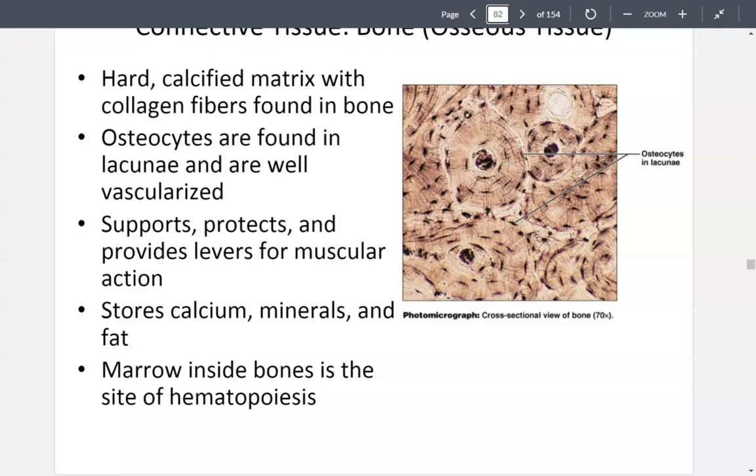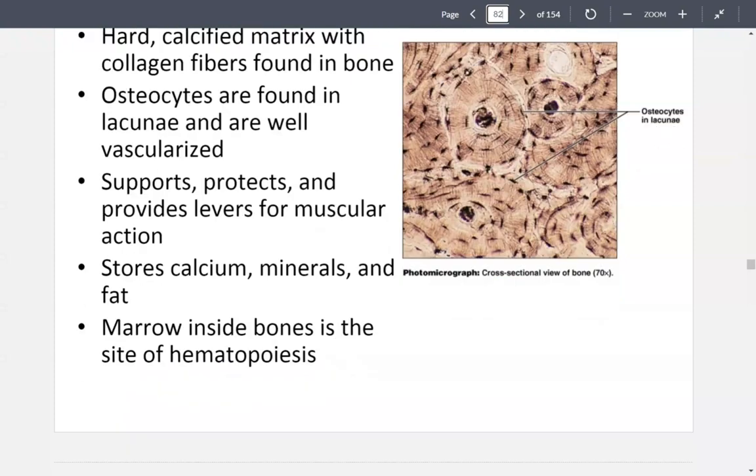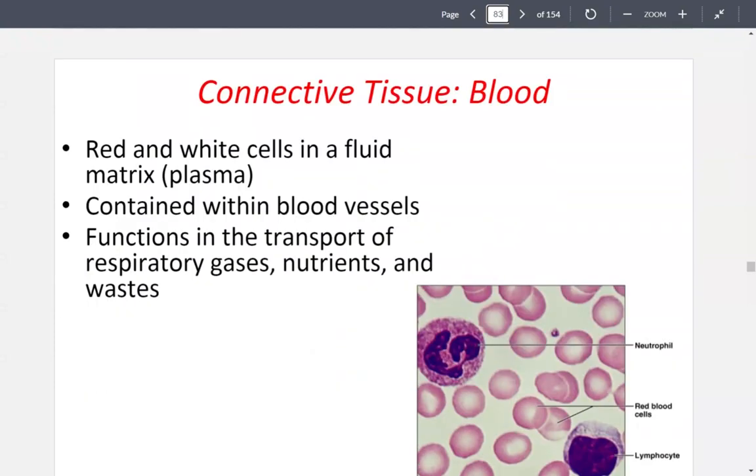What is hematopoiesis? My med term students, take a moment, pause this, break it down. Hemato, hopefully you remember, refers to blood. Poiesis is formation of. So hematopoiesis is the formation of blood. Speaking of, blood is going to be a combination of red and white cells in a fluid matrix that we refer to as plasma. It's contained within blood vessels and functions as the transport of respiratory gases, nutrients, and wastes. And we will talk about blood in far more detail with the cardiovascular system.